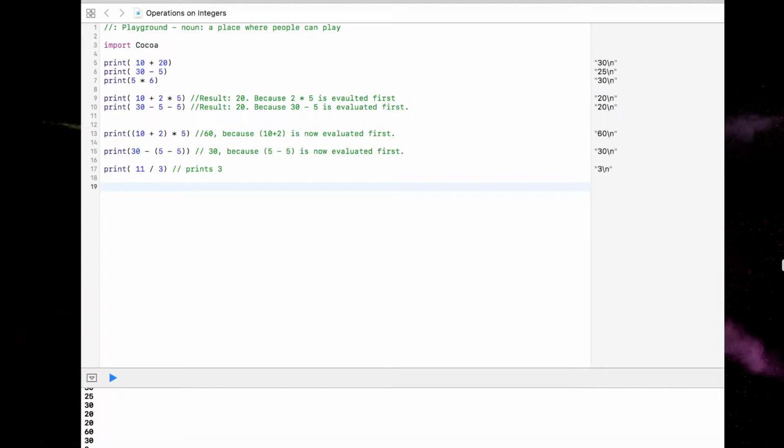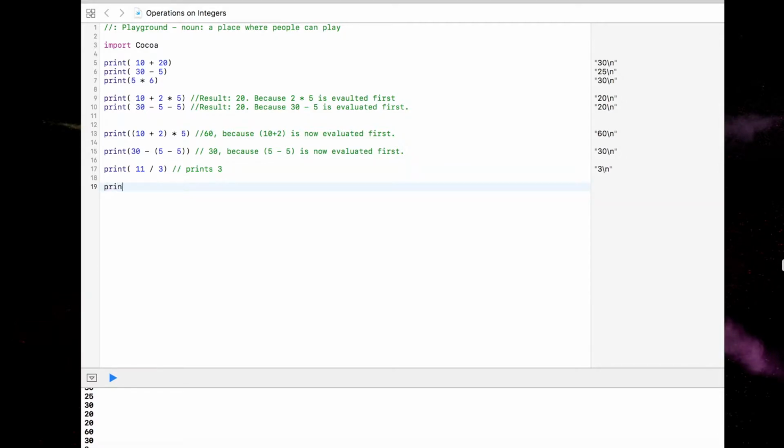The result of any operation between two integers is always another integer of the same type. Hence, 3.6666666667 is not a whole number and cannot be represented as an integer. Swift truncates the fractional part, leaving just the 3.